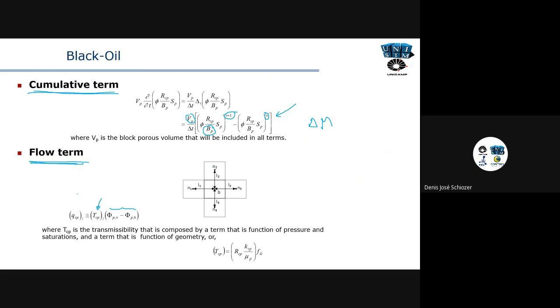So again, if you want to account for the amount of the component that is going in and out of the block, we have to account for the variations in the potential and the transmissibility. And again, remember that the transmissibility was a geometric factor that is a function of the size of the block, a function of the relative permeability, a function of the viscosity, and a function of the solubility of the component. And here we account for pressure, for gravity, and for capillary pressure.